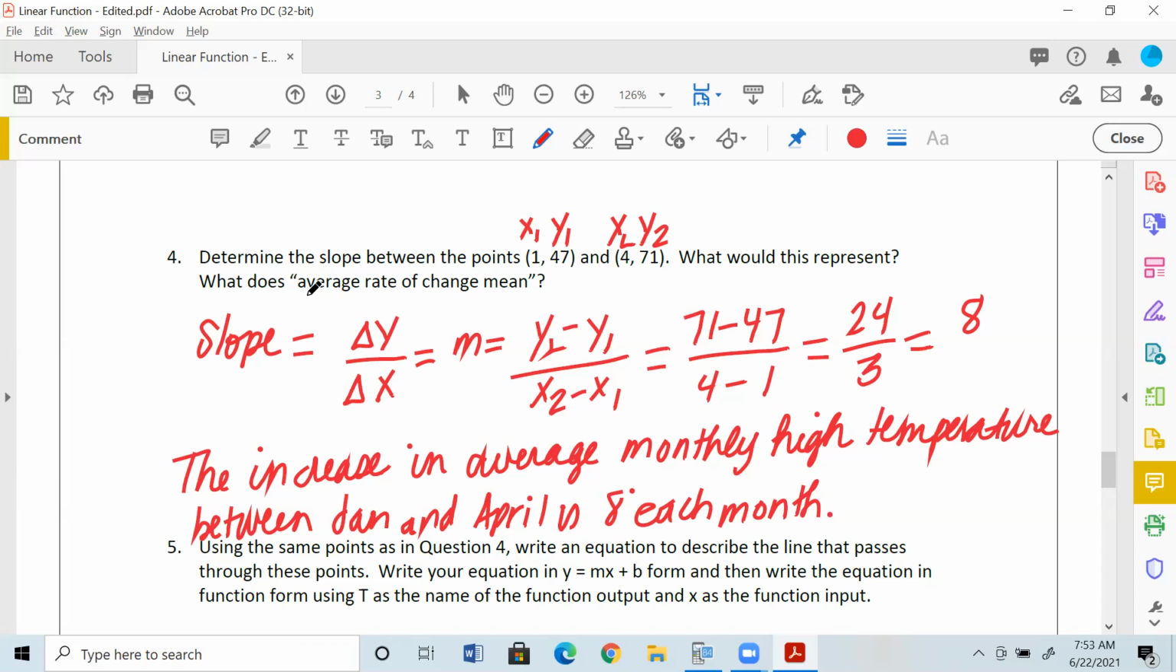What does average rate of change mean? Well, average rate of change is the same thing as slope. The average rate of change is 8 degrees. It is the amount that something is changing per X value.